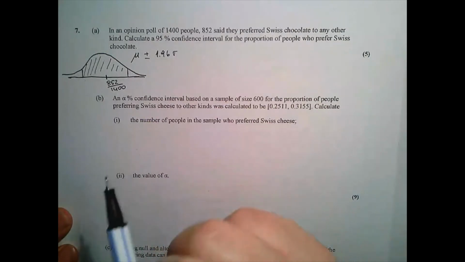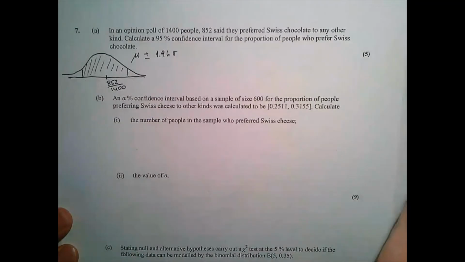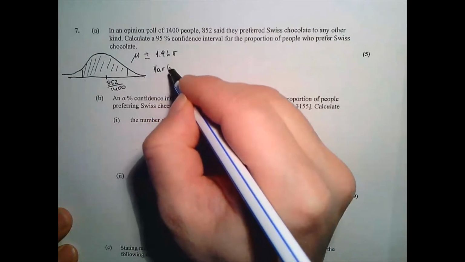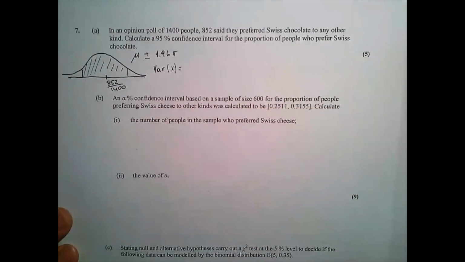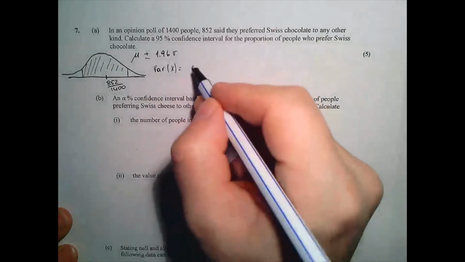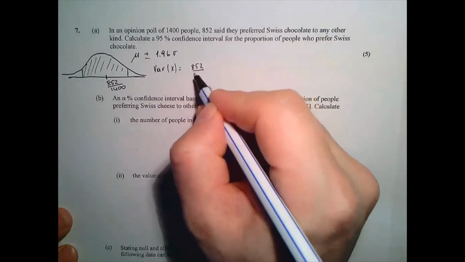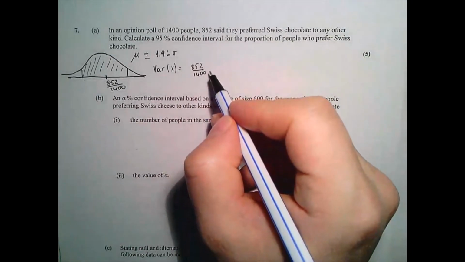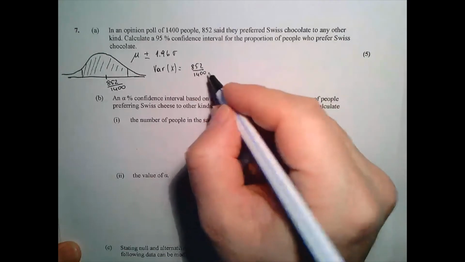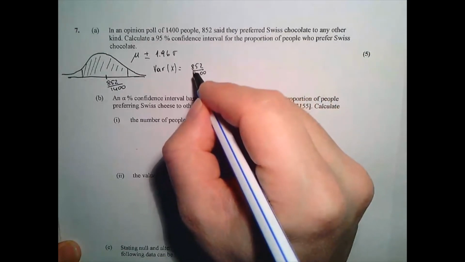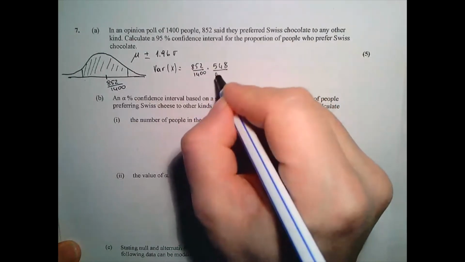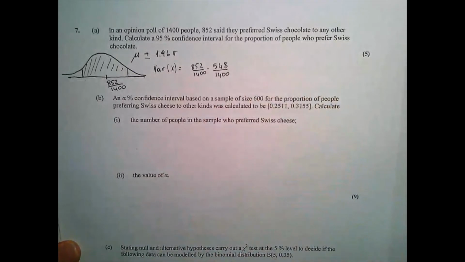We can find the variance first and then take the square root to find the standard deviation. What is the variance? Let's say this is x. The variance is the expected value, 852 divided by 1,400, times the remaining proportion, those who don't prefer Swiss chocolate, which is 1,400 minus 852, so 548 divided by 1,400. This is the variance. What is the standard deviation?